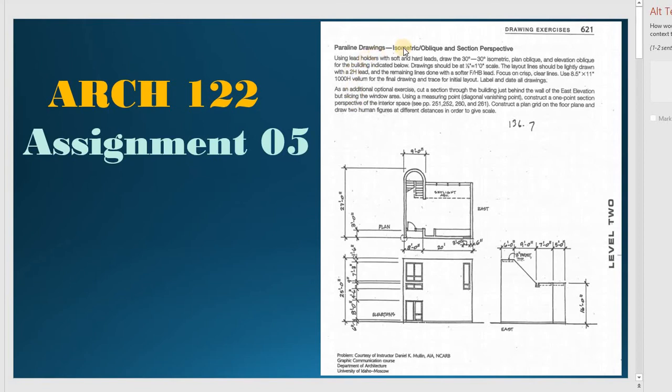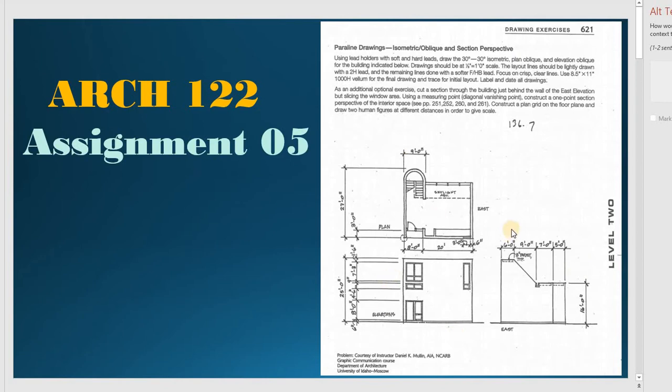First of all, I need you to read the one I post right here to make sure you do two parts separately. The first one, I need you to draw 30 degree isometrics, elevation plane, offset, and elevation. So you can read the information right here. I need you to do a 1/8 scale, and after that you draw the 30 degree first.